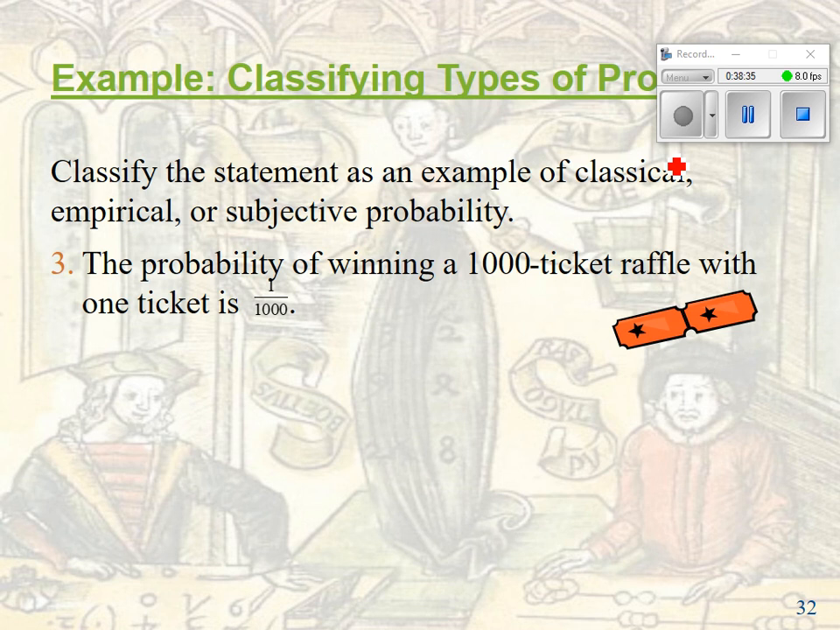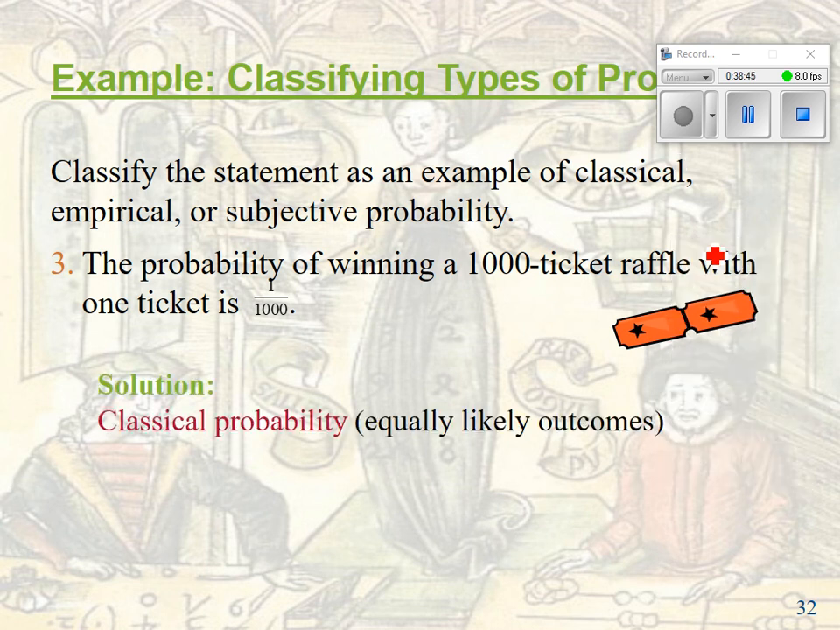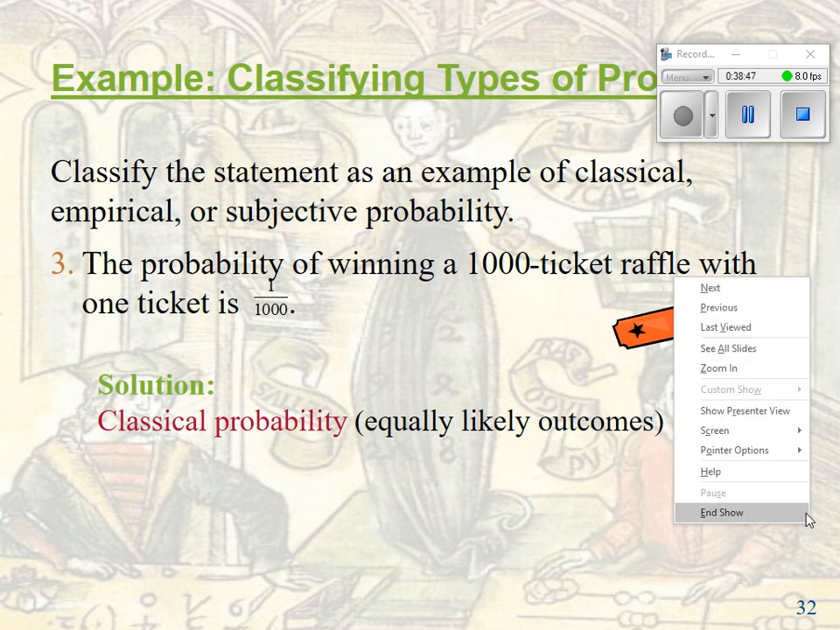The probability of winning a 1,000 ticket raffle with one ticket is 1 out of 1,000. That's classical, right? Because we're actually using the numbers, that's classical.